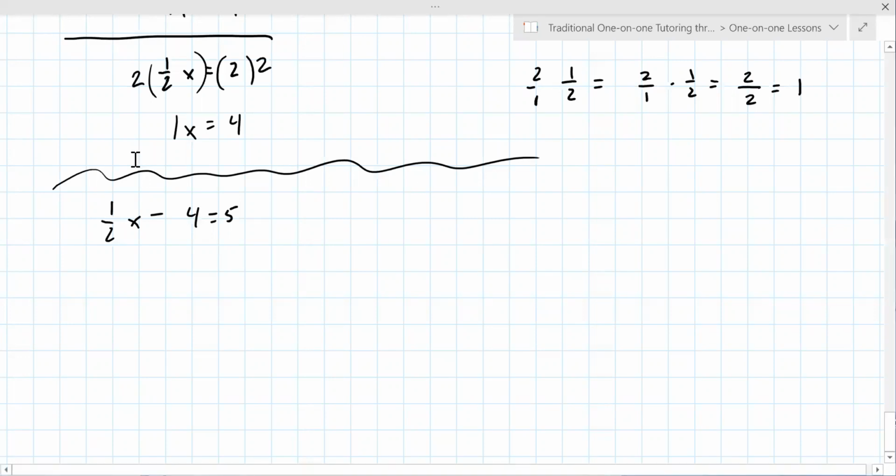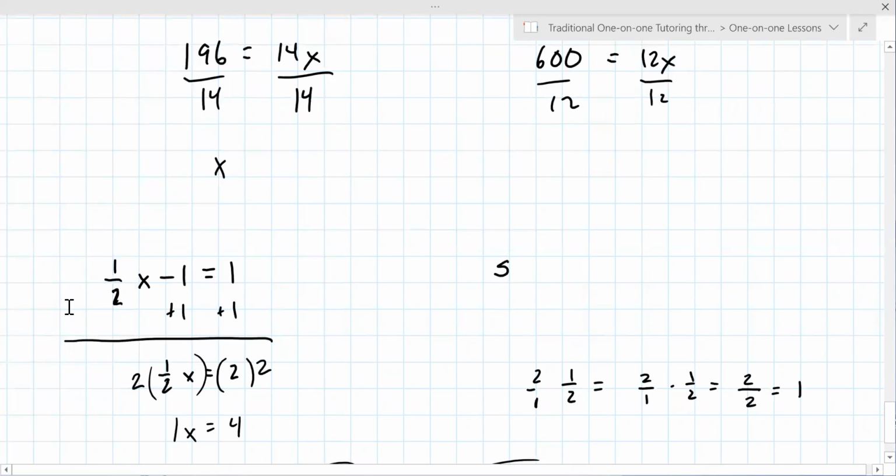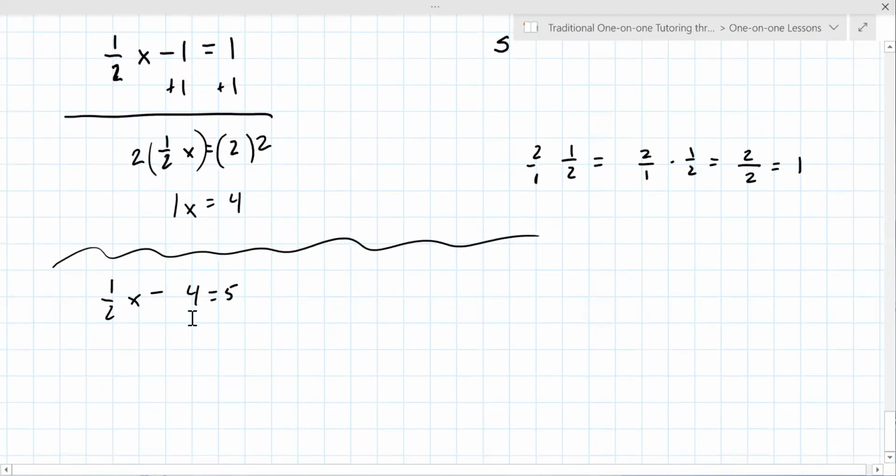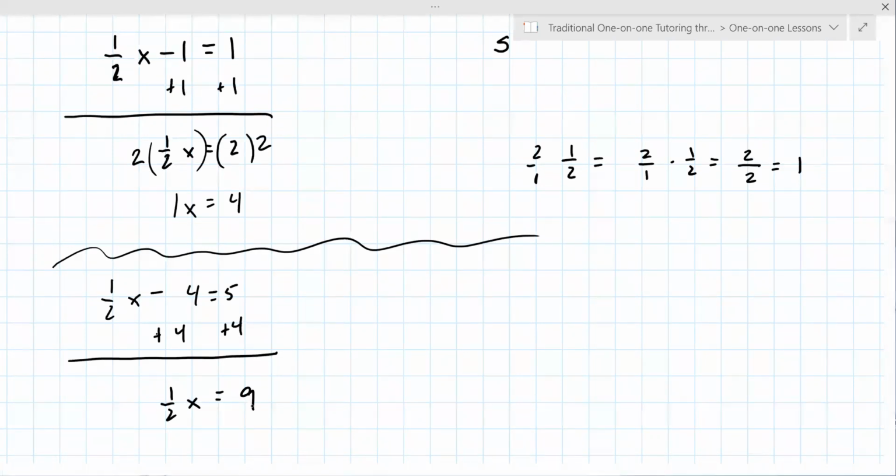Okay, what did we do in this problem to solve? We did the 1 on each side and added, because it was being subtracted. Yes. So now here you're subtracting 4. So you add 4 to both sides. And then you get the 9 on both sides and you divide.